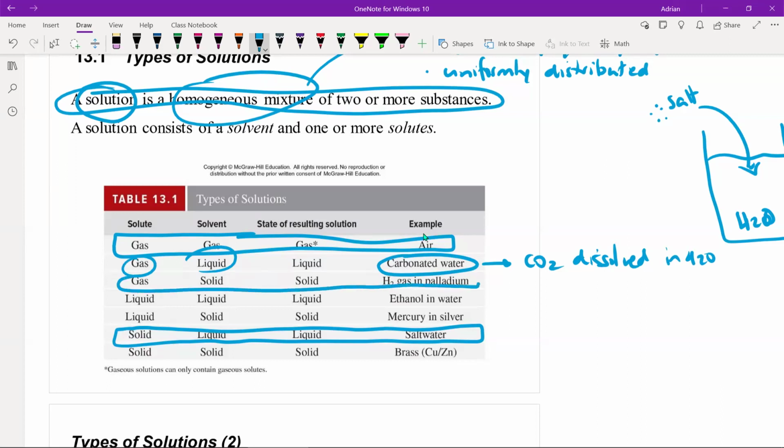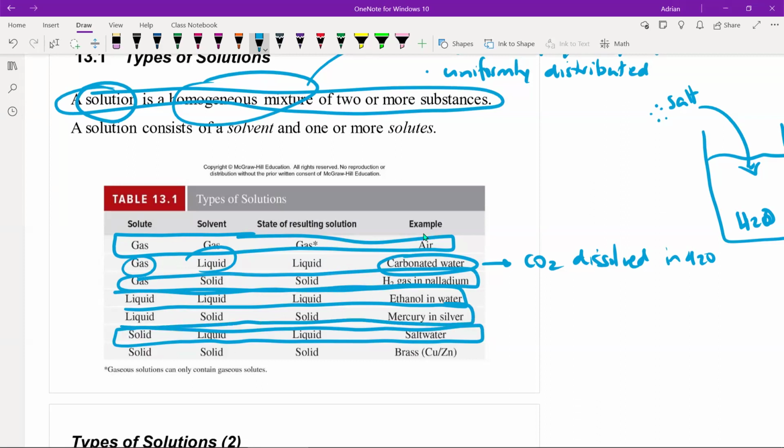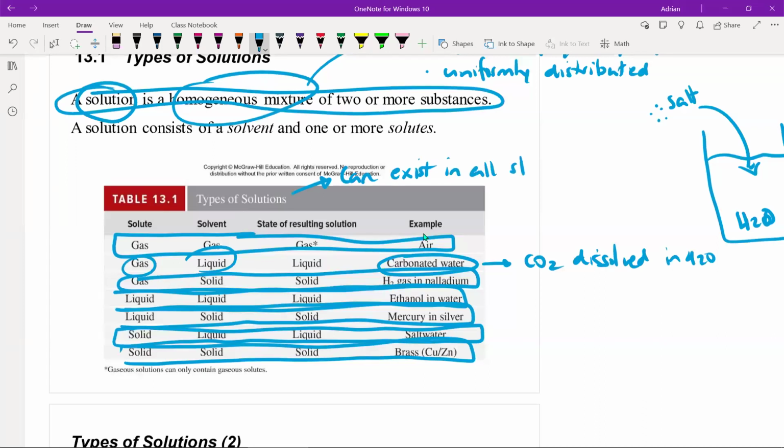We can have a gas dissolved in a solid, right? So hydrogen gas in palladium, for example. We can have a liquid dissolved in a liquid. So for example, all your alcoholic beverages, those are liquid solutions. You can have a liquid dissolved in a solid, so mercury in silver, for instance. And then we can also have solids dissolved in other solids. So brass, where copper and zinc form a homogeneous mixture, that would be an example of a solution as well. So the point here is your solutions can exist in all states. They don't have to be liquids. They can be solids. It can be gases as well.